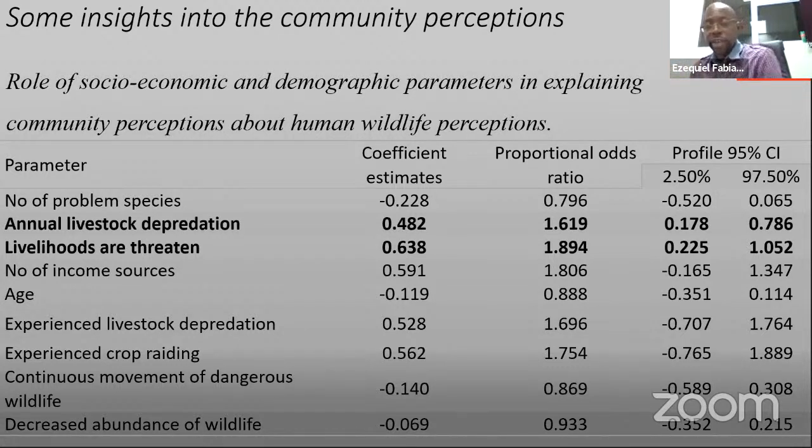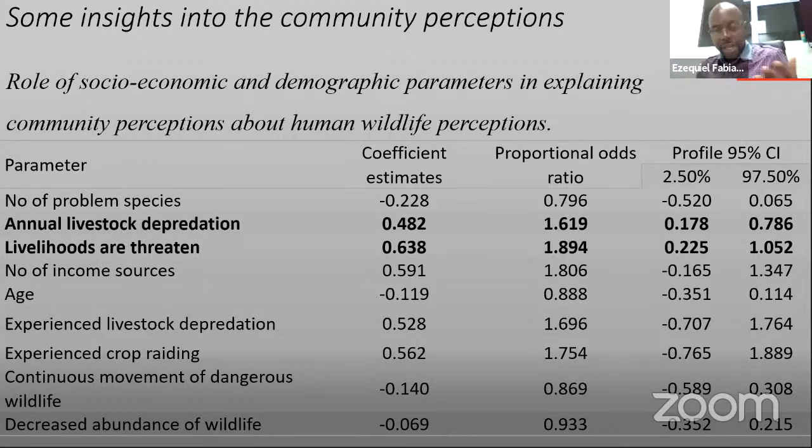So that's to say, for example, if a farmer did experience conflict in a particular year, his perception of wildlife will be significantly less favorable than that of farmers that did not experience livestock depredation in that particular year. The same applies to the idea of their perceptions about their livelihoods being threatened.